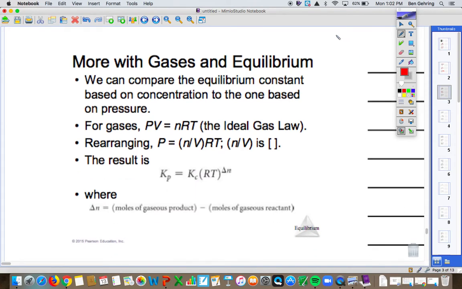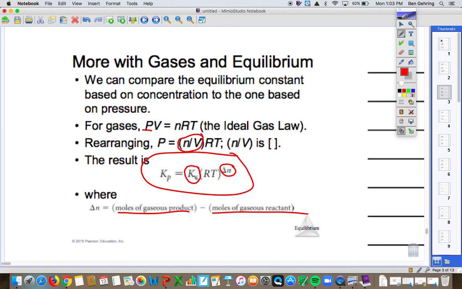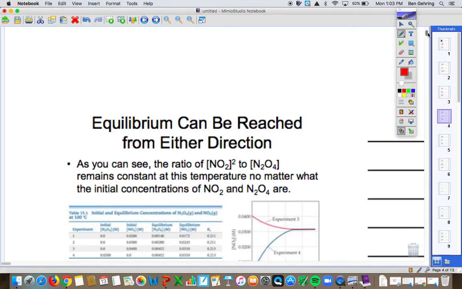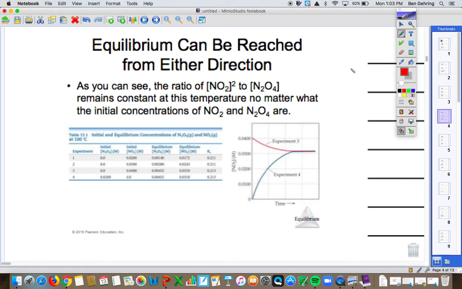Here's a little bit of extrapolation. We talked a little bit about ideal gas laws, and PV equals nRT is your ideal gas law. We can solve for P because that's our pressure, dividing by volume, and you get nRT over V. Well, n divided by V is moles divided by volume, which is the same as molarity. Because of that, we can take your constant multiplied by RT raised to your change in moles, where delta n is the moles of gaseous product minus moles of gaseous reactant. You end up with this equation for Kp: your pressure constant equals your concentration constant times RT raised to the change in number of moles. We're going to do some practice with this, so if you're panicking at this point, we'll get there, I promise.